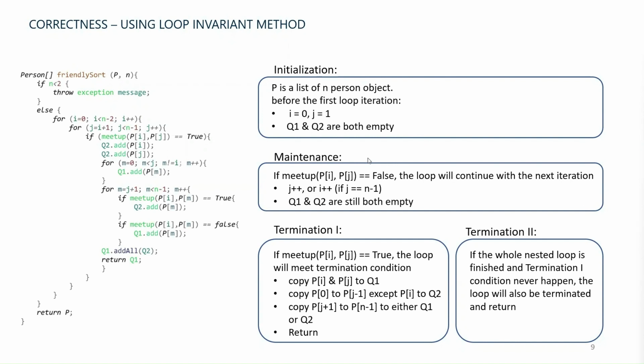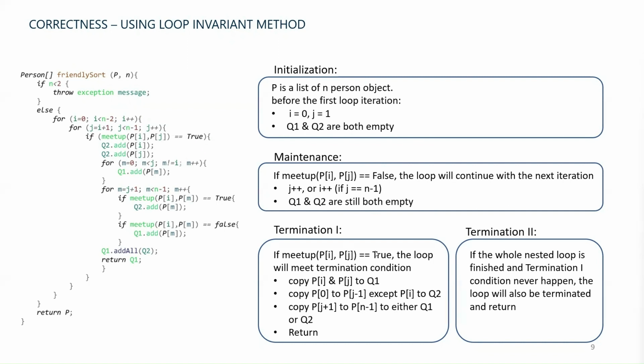Maintenance: if meetup(Pi, Pj) returns false, the loop will continue with the next iteration, which will either increase j, or increase i if j already reached n-1, and Q1 and Q2 are still both empty.